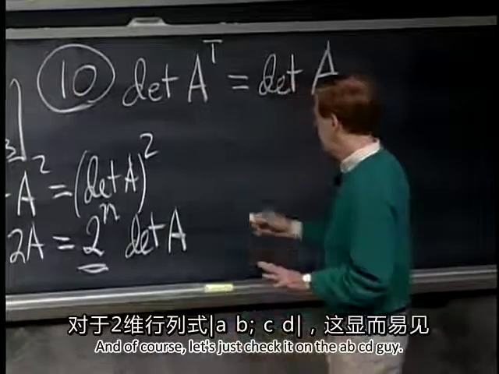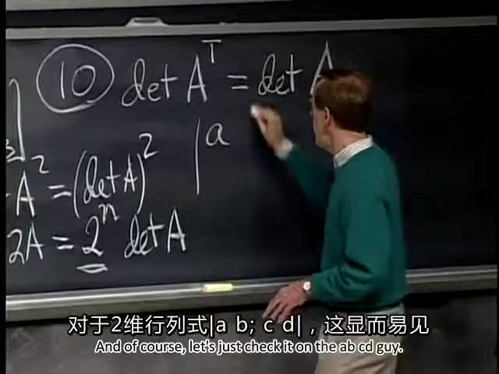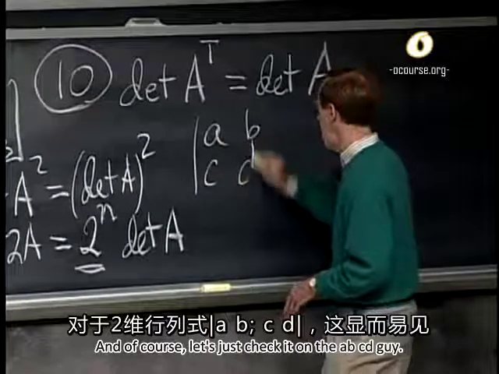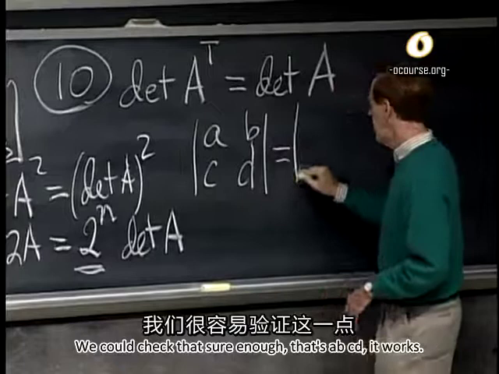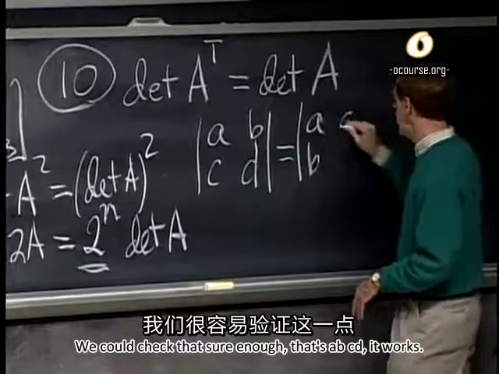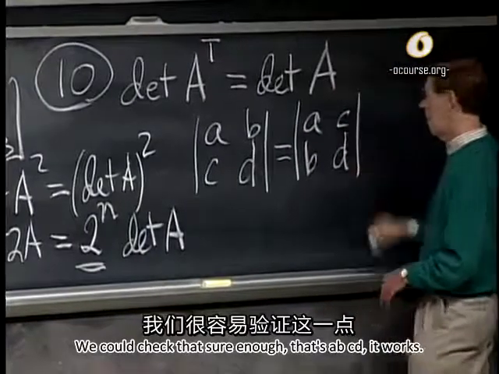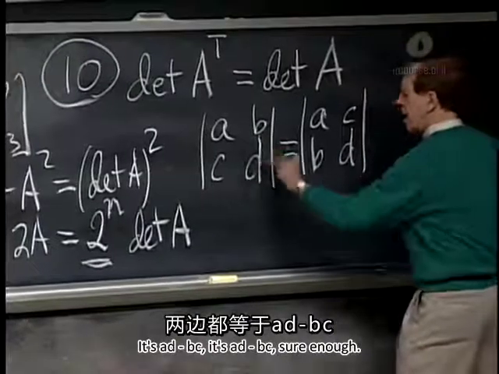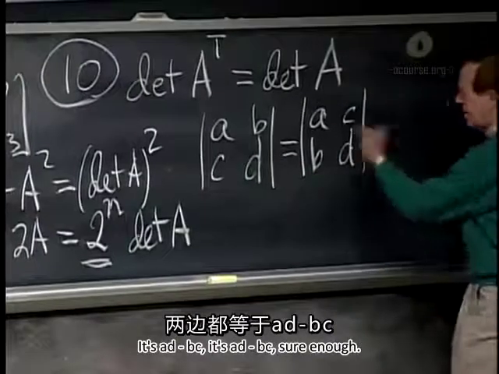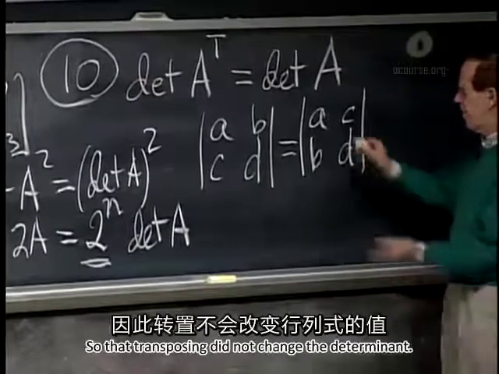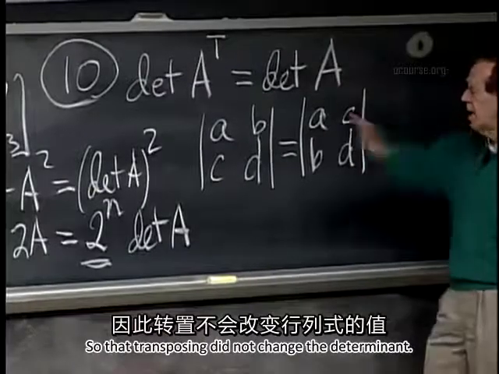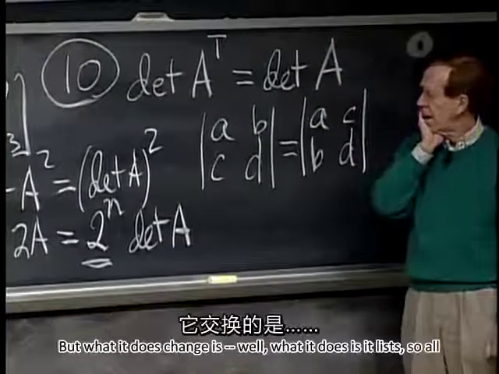And of course, let's just check it on the A, B, C, D guy. We could check that, sure enough, that's A, B, C, D. It works. It's AD minus BC, sure enough. So that transposing did not change the determinant.